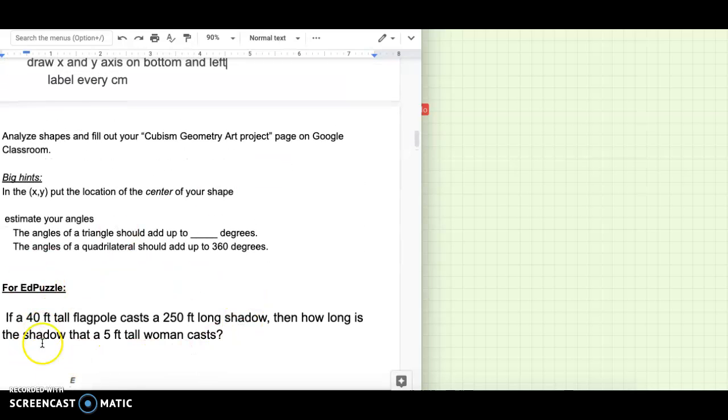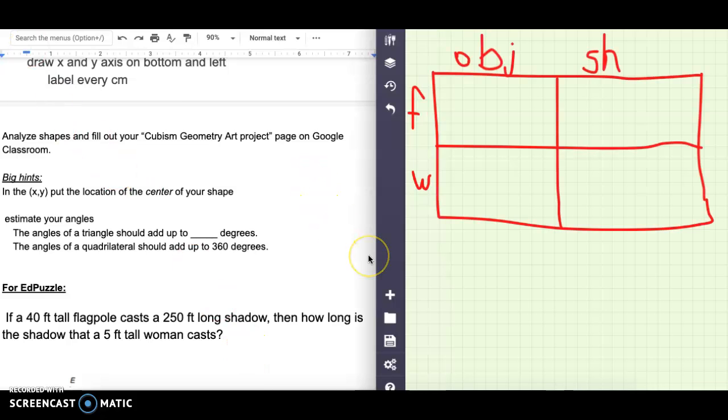One of the classic problems is the flagpole shadow. If you have a 40-foot tall flagpole that casts a 250-foot long shadow, how long is the shadow that a 5-foot tall woman casts? One of the things that you can do when you're doing proportions is to draw a grid. So you just have 4 boxes here, and you just want to organize it. This is going to be the object, and this is the shadow. This is the flagpole, and this is the woman. As long as you have it organized, it should be correct. It doesn't really matter what goes where. I just kind of chose what's going on there.